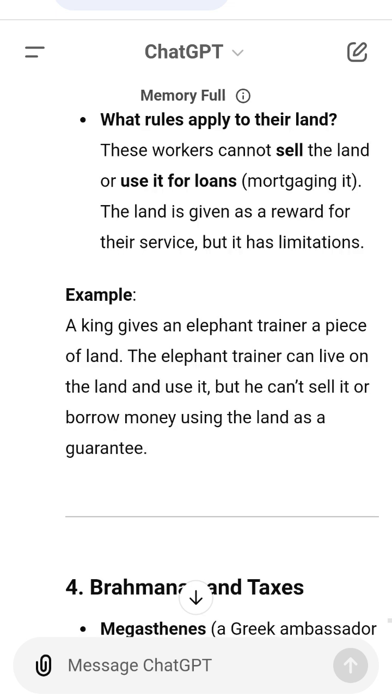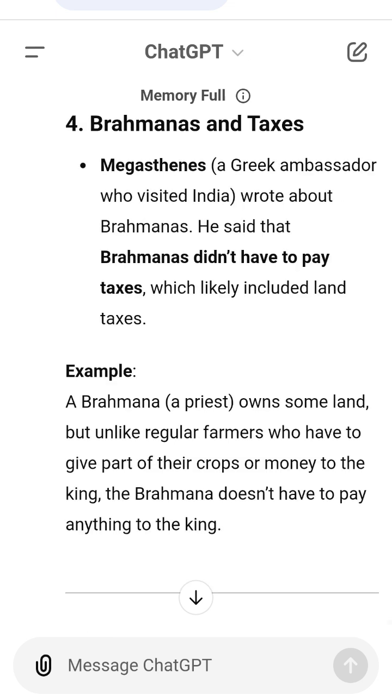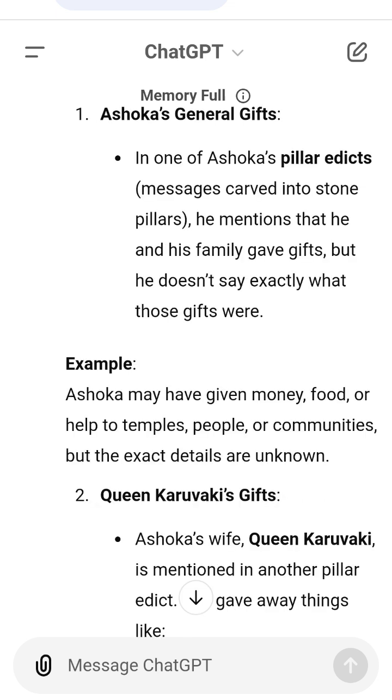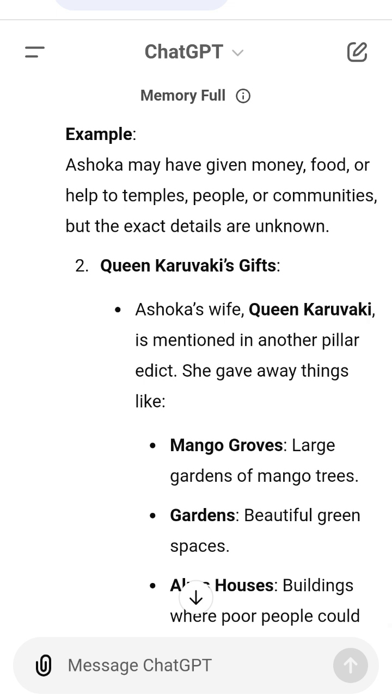Simple example to understand the whole thing. Imagine you're a king. You have a lot of land in your kingdom. Here's how you handle it. You give land in the wilderness to spiritual people so they can pray and meditate. You give tax-free land to priests so they can perform religious ceremonies. This land stays in their family forever.